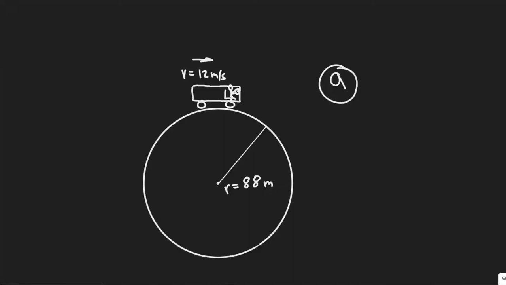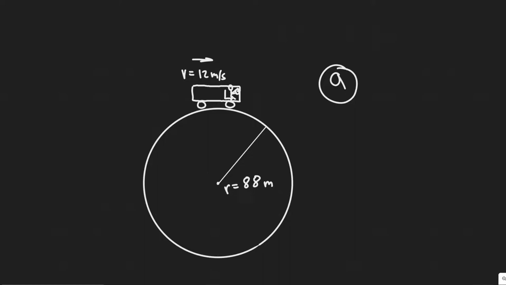So in this problem, we're told a 975 kilogram sports car, including driver, crosses the rounded top of a hill, radius equals 88 meters, at 12 meters per second. Determine A, the normal force exerted by the road on the car, B, the normal force exerted by the car on the 72 kilogram driver, and C, the car speed at which the normal force on the driver equals zero.